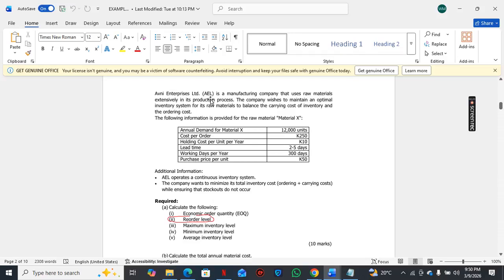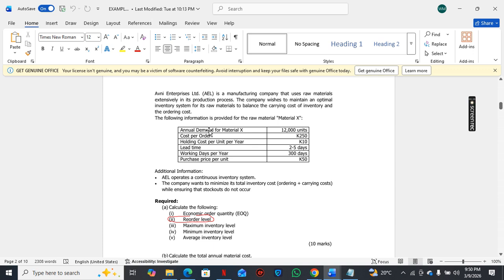...involves extensively in its production process. The company wishes to maintain an optimal inventory system for its raw materials to balance the carrying cost of inventory and ordering cost. So remember, carrying cost is the cost of keeping your inventory. Any expenses that are attached to warehouses where you hold your inventory, where you keep your inventory, those are all costs attached to the warehouse and are your carrying costs.